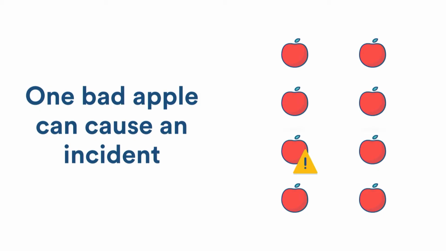So you only need one bad apple to be able to cause an incident. If you're releasing a lot of things at the same time, identifying that root cause can be very difficult. You have to go through each one and be able to discard the apples and say, oh no, that one's good, this is good. Wait, here is the one. And then you can finally start to work on a resolution.